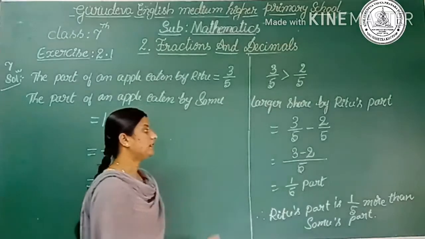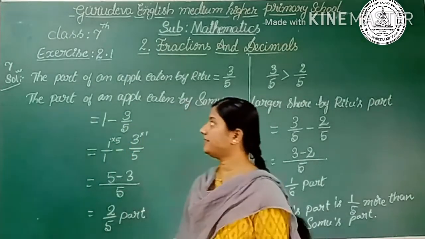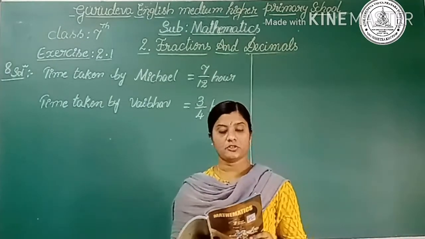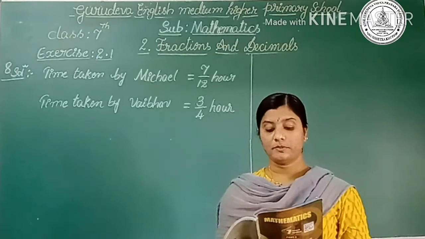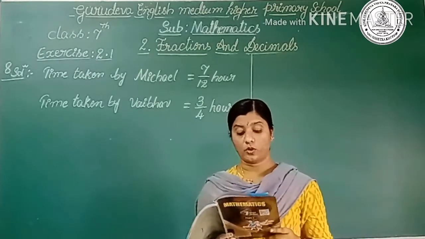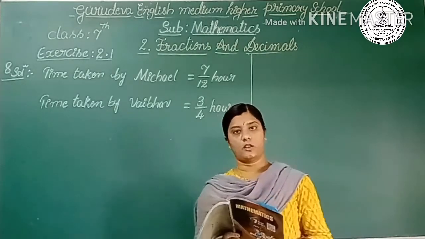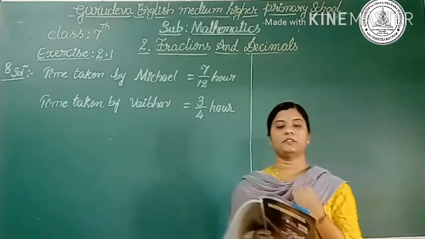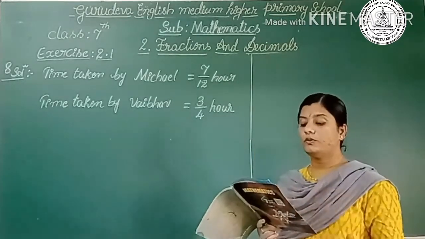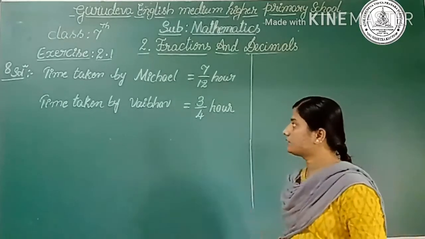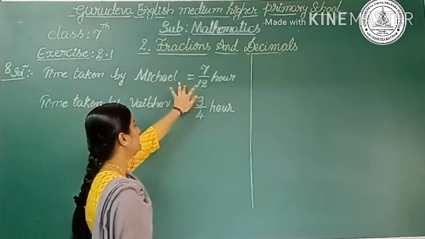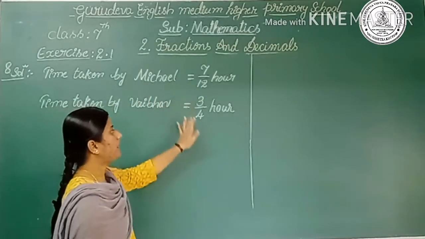Clear? Yes. Then let's go to solve the last question, that is the 8th one. The last question is: Michael finished coloring a picture in 7 by 12 hours and Vaibhav finished coloring the same picture in 3 by 4 hours. Who worked longer? By what fraction was it longer? So what we did in the previous example, the same thing we have to find out. So first compare these two fractions. So who worked longer? Okay. Let's write down here. The time taken by Michael is 7 by 12 hours and the time taken by Vaibhav is 3 by 4 hours.